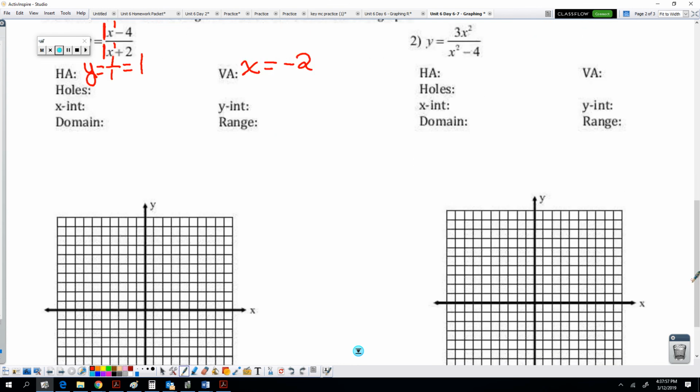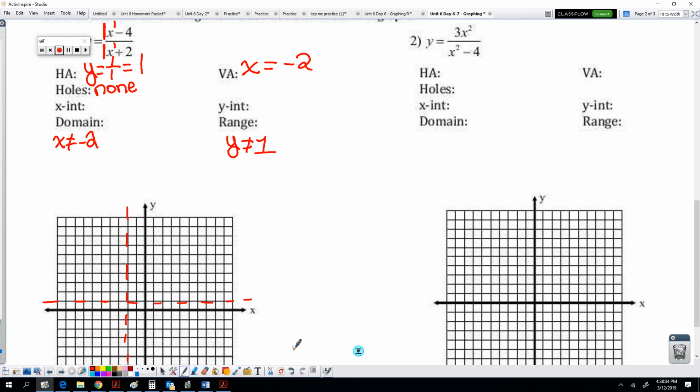So we can have a dotted line going through x = -2 and also y = +1. Now, what we want to do is say to ourselves, can I cancel anything else out? We actually couldn't, so there is no hole. Now, we can also figure out what my domain is by saying x is not equal to -2, and then your range is y cannot equal +1.